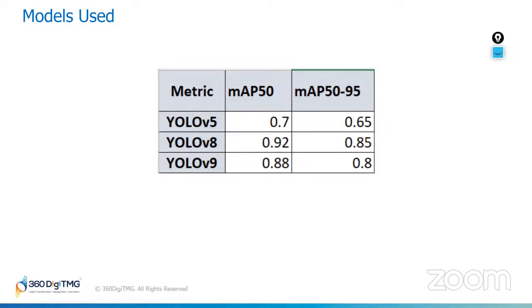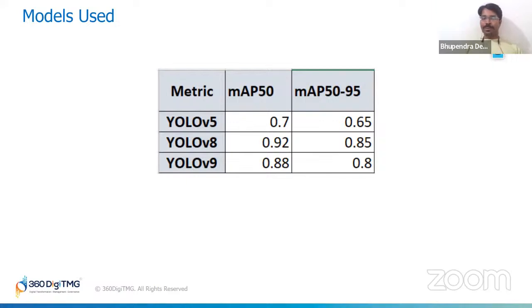So in YOLO V8, we got the best performance. In YOLO V9, for MAP 50 we got around 0.88, and for MAP 50 to 95, we got around 0.8. So these were the values. The best model was YOLO V8. Yeah, right. A MAP value of 0.92 is really, really good, right? As interesting as this project is, the result also looks really good.